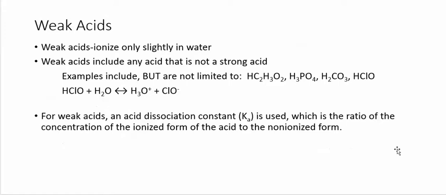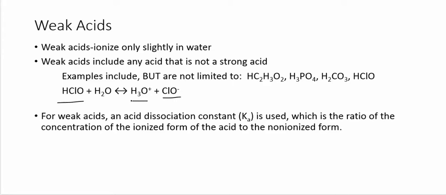Weak acids, in contrast, ionize only slightly in water. Weak acids include any acid that is not a strong acid. So you know the 6 strong acids. If it's not one of the 6 strong acids, it's a weak acid. Weak acids follow the Bronsted-Lowry definition. So for example, HClO is a weak acid. When you put it in water, it produces ClO- because acids lose a hydrogen and form hydronium.